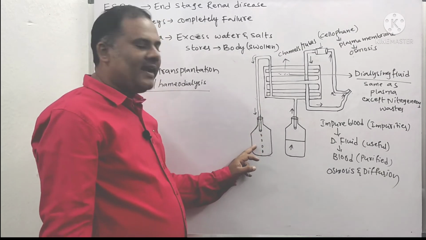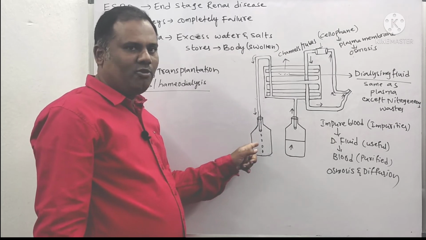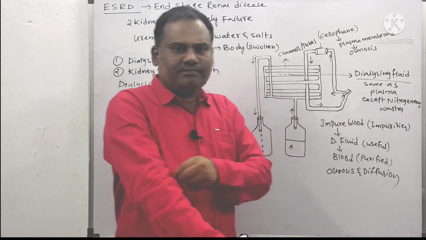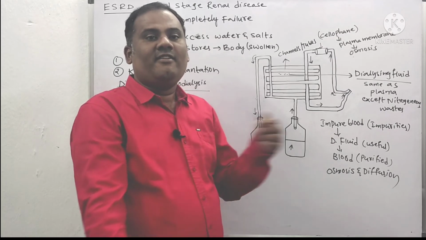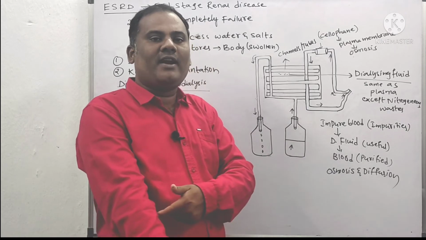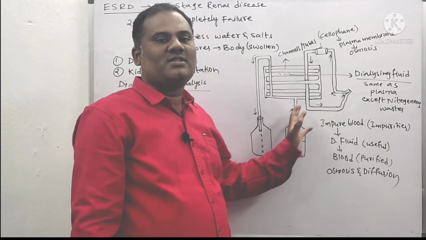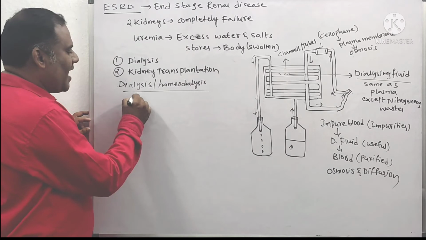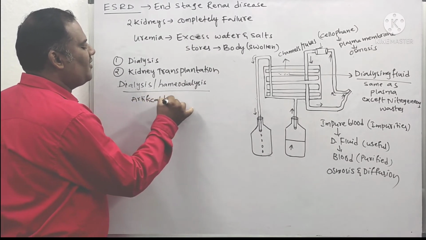The purified blood is collected back into another bottle, and after collecting, an anticoagulant agent called heparin is added. Then this purified blood is sent through another pipe into the vein. We take impure blood from the artery, whereas the purified blood is sent into the body through the vein. This is how dialysis occurs with the help of a dialysing machine, which is also called an artificial kidney.